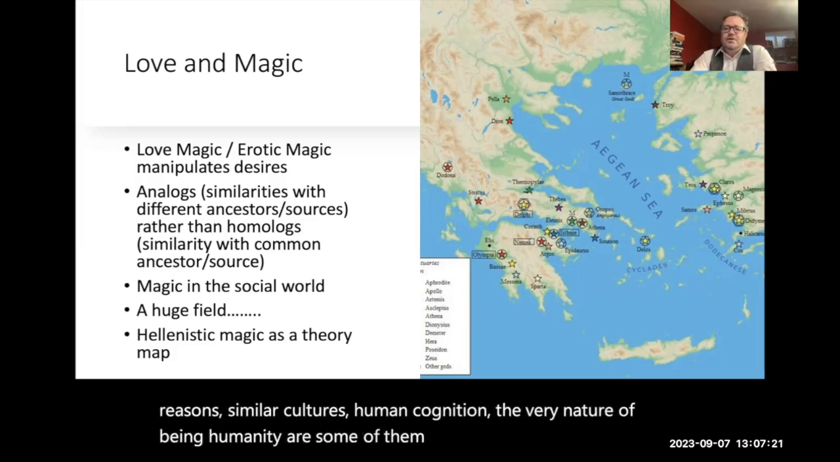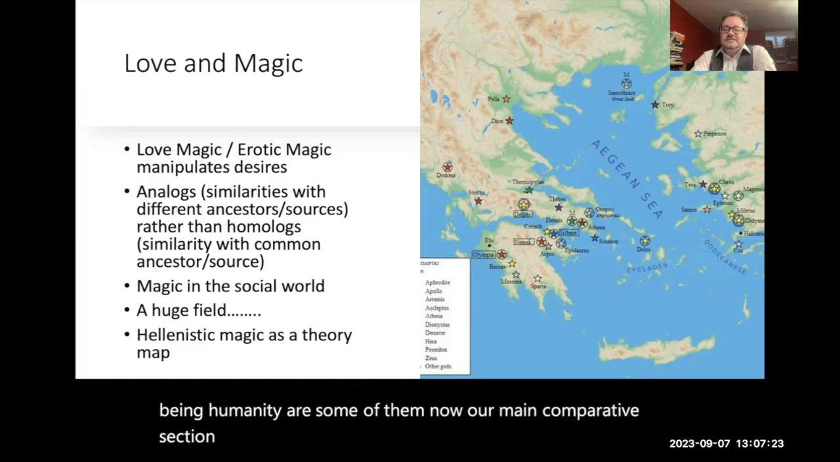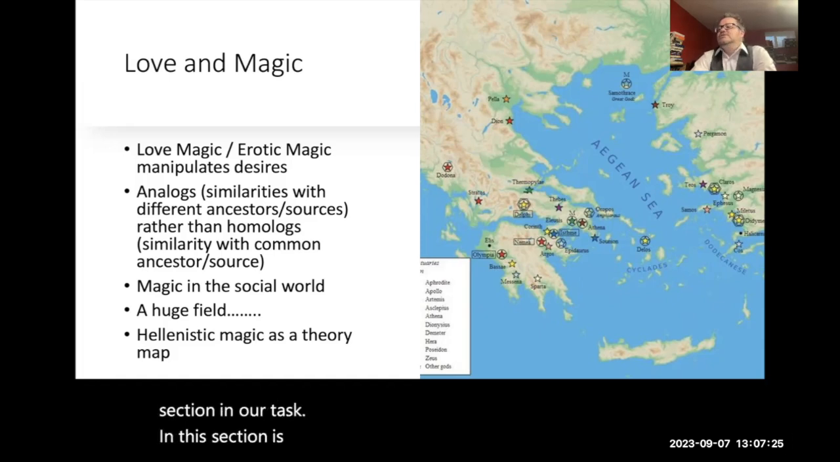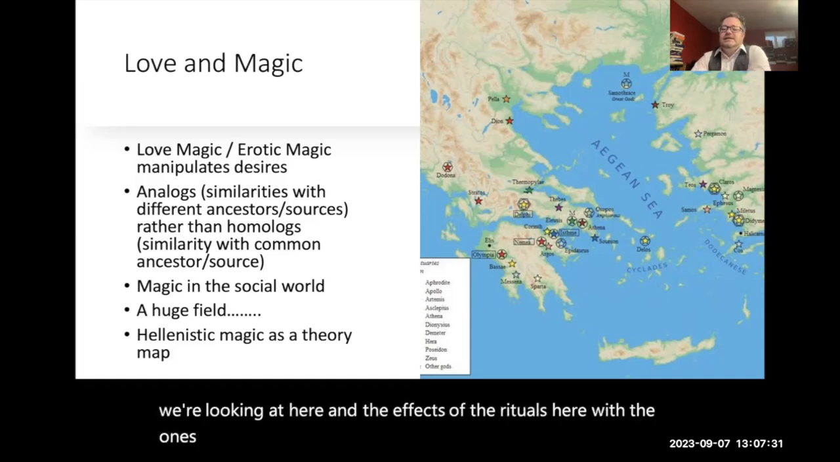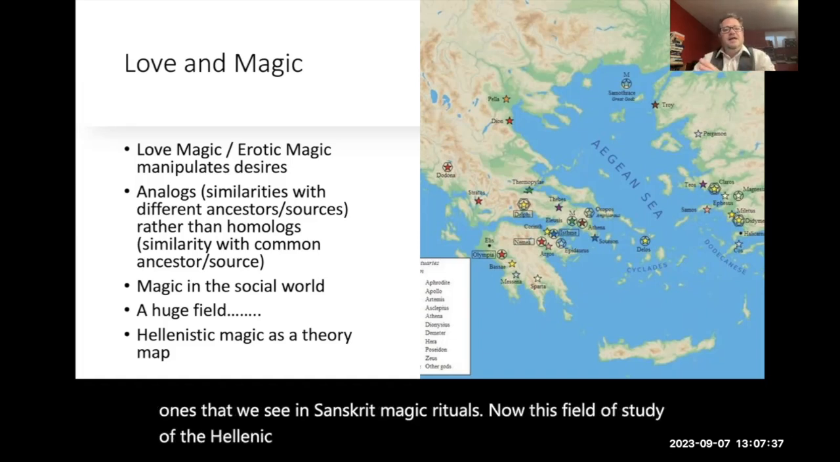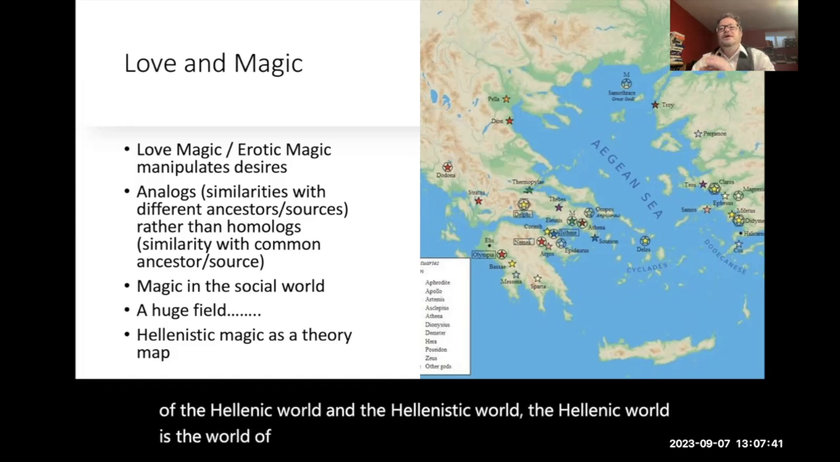Now, our main comparative task in this section is to prepare ourselves to compare the rituals we're looking at here, and the effects of those rituals, with the ones that we see in Sanskrit magic rituals. Now, this field of study of the Hellenic world and the Hellenistic world: the Hellenic world is the world of Greece and Greek-speaking people.